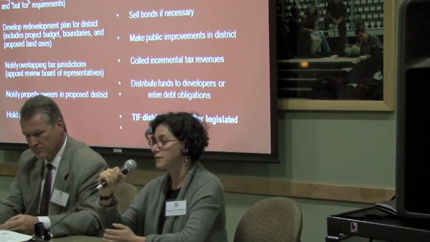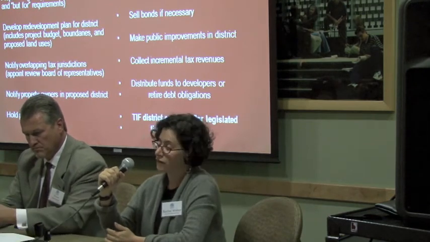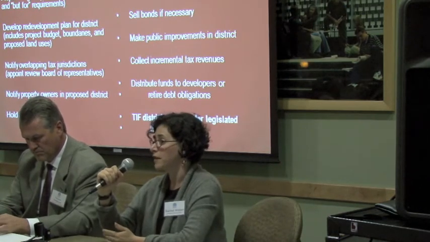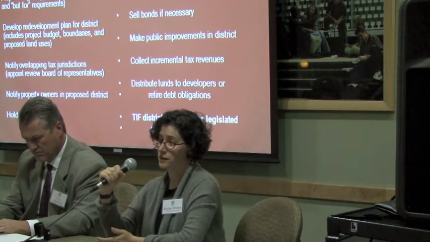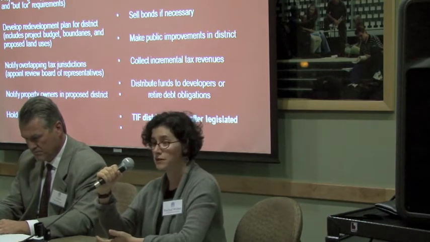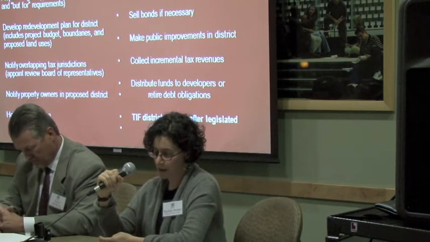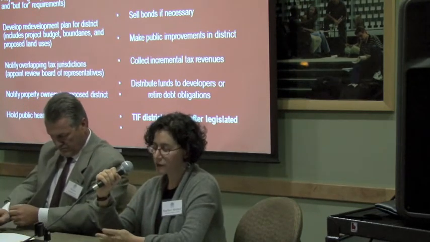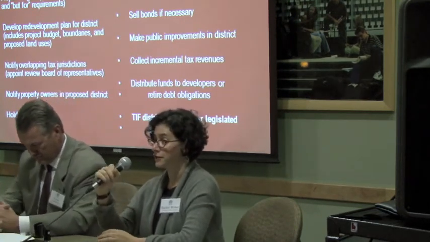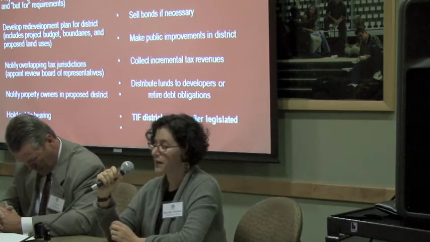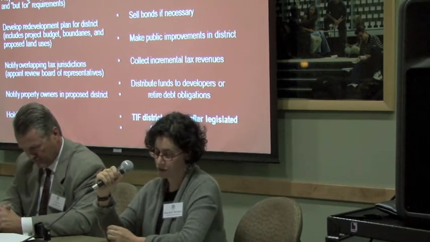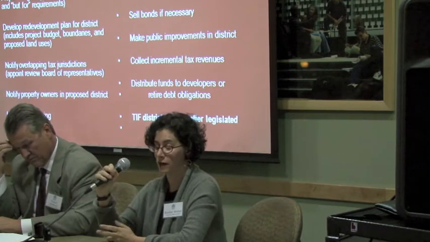So in order to designate the TIF district, as I said, a finding of blight and but-for needs to be made, and that's made in something called an eligibility report, which is basically just a statement saying that these two criteria have been met. And then the state legislation, the enabling legislation that is passed in each state, sets out the requirements for what the physical boundaries of the TIF or the proposed redevelopment area has to be.